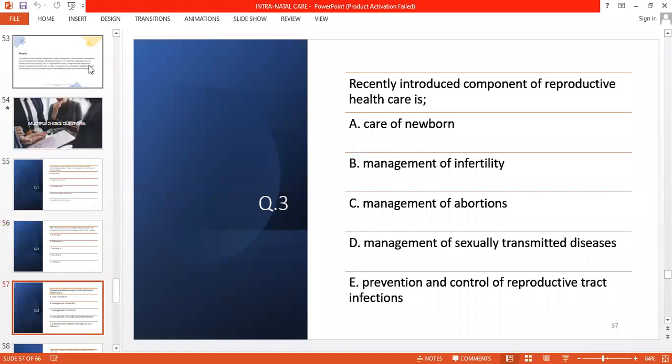A recently introduced component of reproductive health care is: care of newborn, management of infertility, management of abortion, management of STDs, prevention and control of reproductive tract infection. C is the right option, management of abortion.